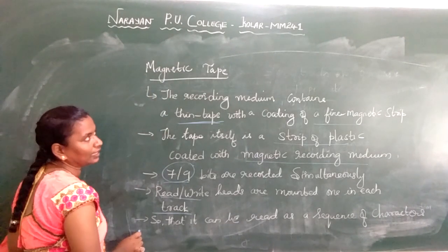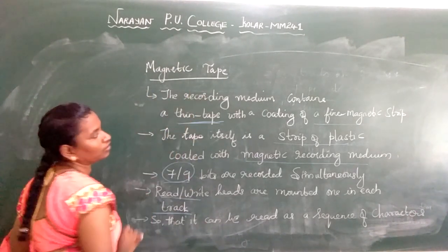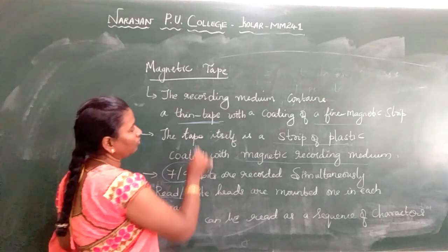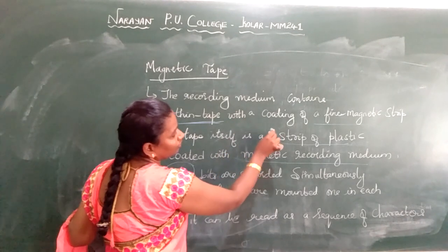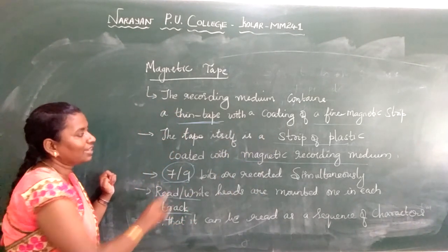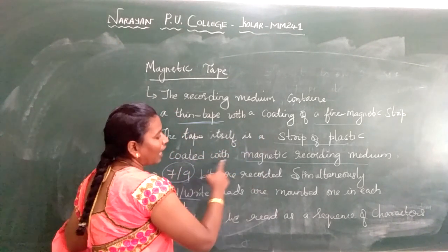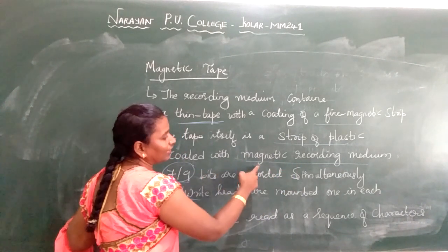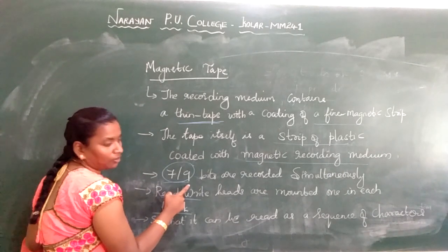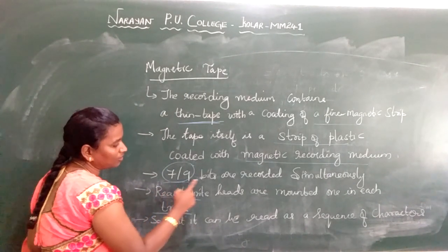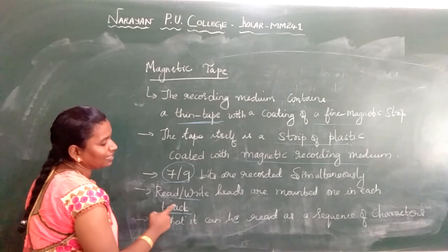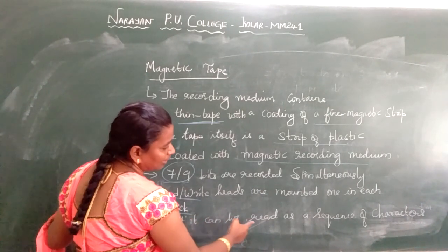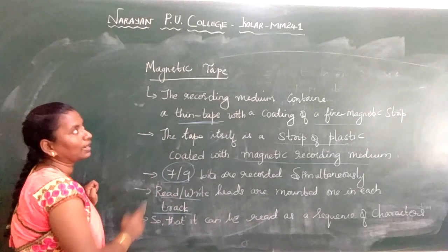I repeat, magnetic tape is used as a recording medium. In this medium we have a thin tape with a coating of fine magnetic strip. That strip is a strip of plastic, coated with a magnetic recording medium. 7 or 9 bits can be recorded simultaneously. It has read and write heads mounted onto a track, so that the data can be read out as a sequence of characters. This is about magnetic tape.